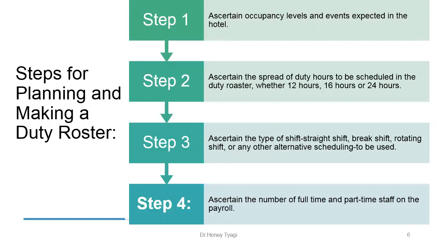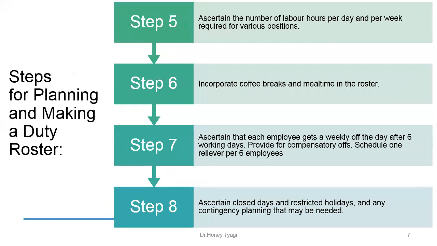In hotels, front office department is functional for 24 hours, hence planning is considered for 24 hours each day. Step 3. Ascertain the type of shift: straight shift, morning, afternoon, night, break shift, rotating shift, or any other alternative scheduling to be used. Step 4. Ascertain the number of full-time and part-time staff on the payroll. Step 5 in the next slide. Ascertain the number of labor hours per day and per week required for various positions.